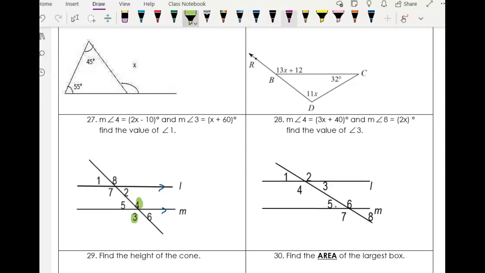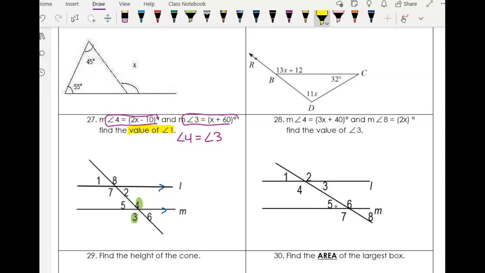And so if that's the case, I'm going to go ahead and set up that here's angle 4 and angle 3. They are equal to each other. So what we're saying is angle 4 is equal to angle 3. Now, be careful because look at what it actually wants. It wants the value or the measure of angle 1.